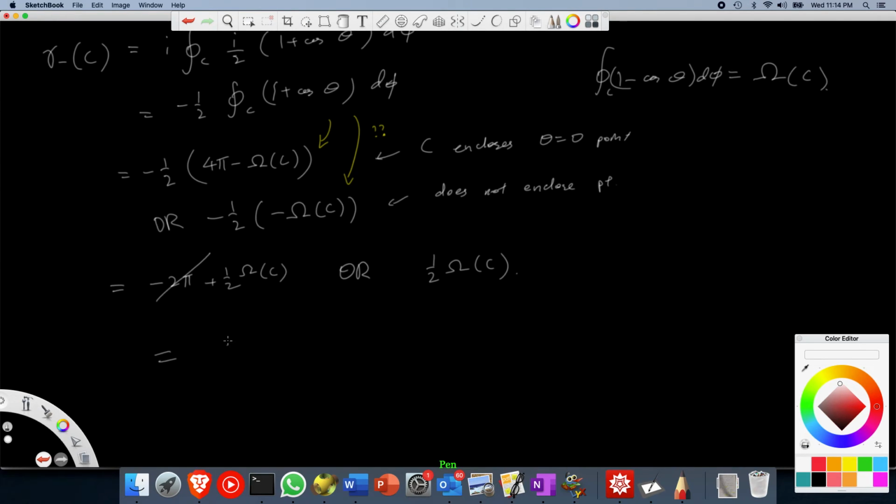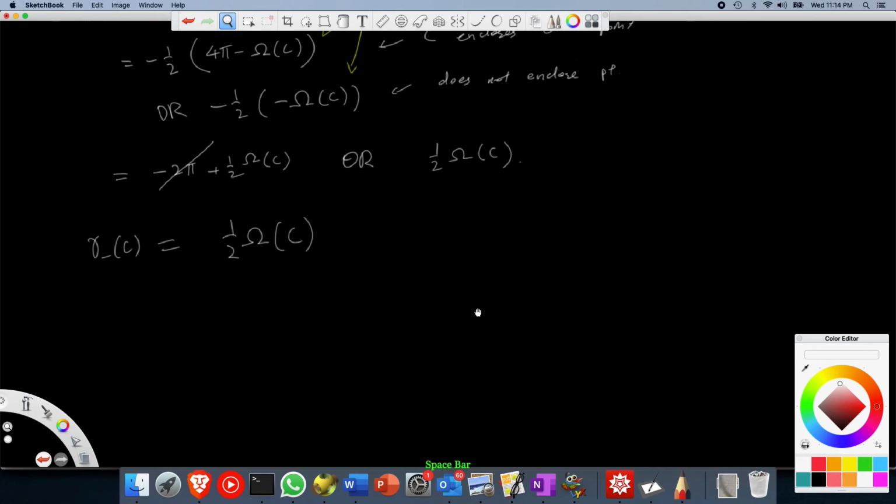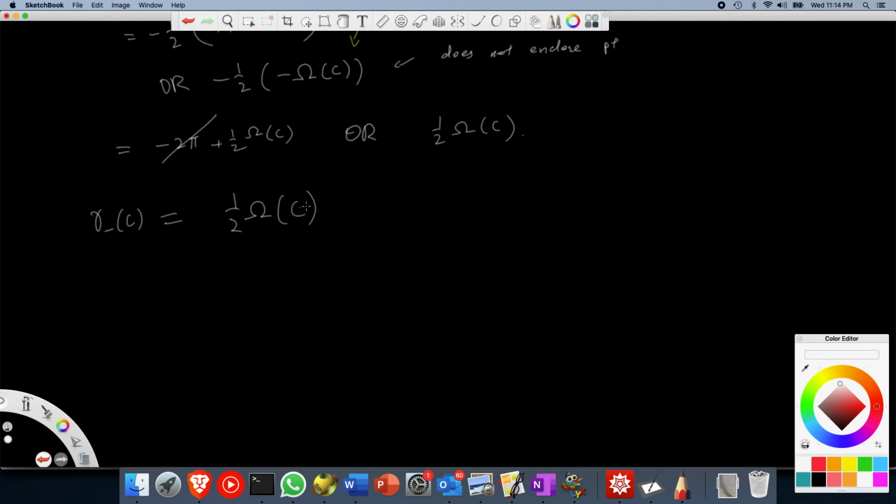So in the end, the Berry phase of the minus eigenstate in a closed path C is equal to half times the solid angle subtended by the path C. So yep, let's just box that up.